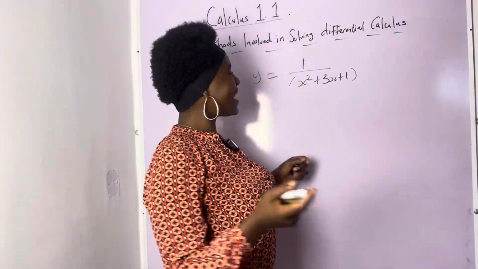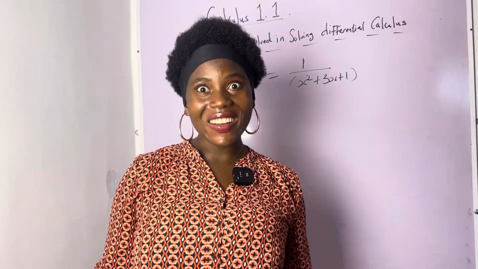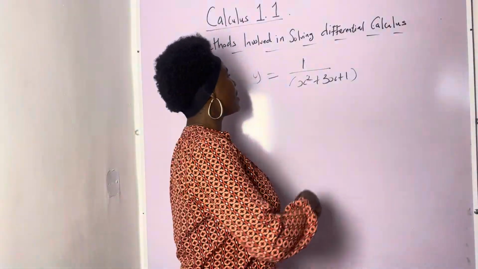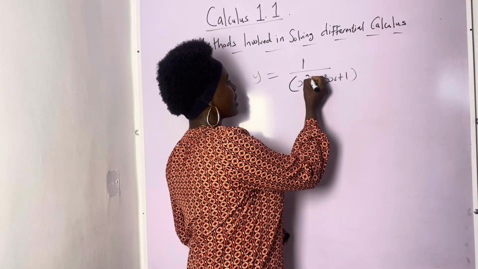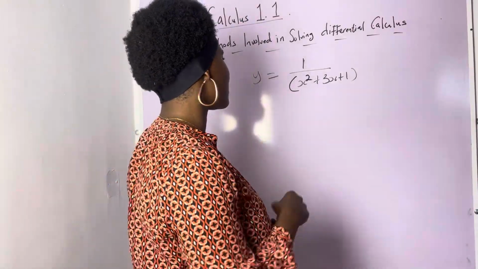Welcome to this class. On today's episode, we're choosing methods involved in solving differential calculus. Alright, so now let's get to the board. When you're given a question, y is equal to 1 all over x squared plus 3x plus 1, how do you solve this, guys? Very, very simple.